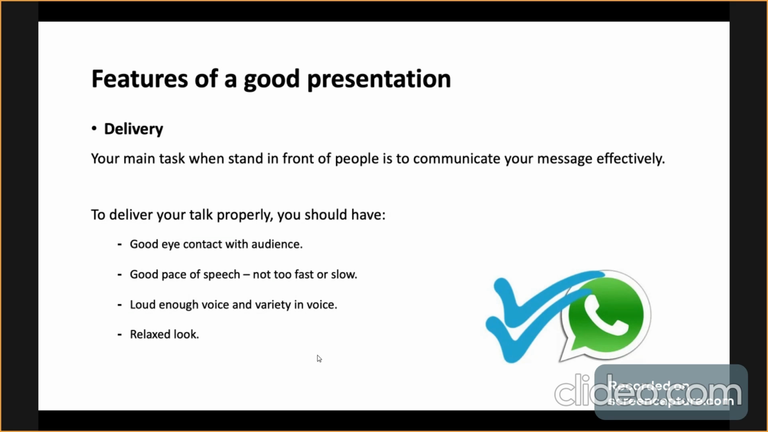Be relaxed when you talk. Don't be stressed. Show the people that you are confident, because this will give them confidence about your talk, because a person who feels stressed may give people the picture that he is not confident about his information.